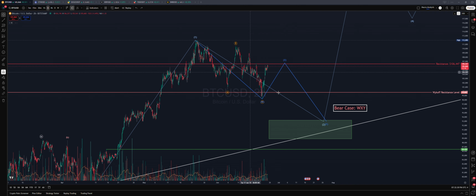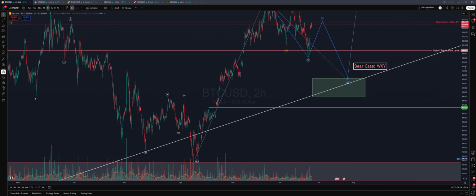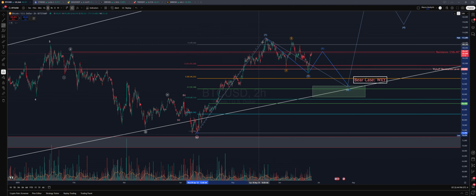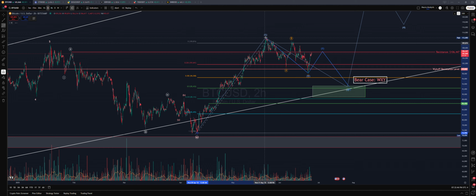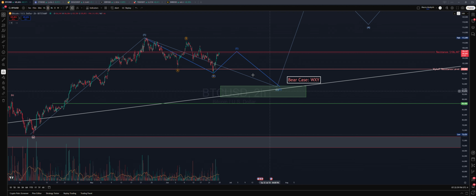You're going to get a complex XYZ correction coming back down to form that wave 2 pullback around 93, which also makes more sense because you tend to see a retracement once you've completed wave 1. You will see a retracement of about maybe a 0.618 or so, which was right within this level here, 0.5 to 0.618, which is $93,000 to $89,000. So watch for any sort of rejection at this level over here on Bitcoin.